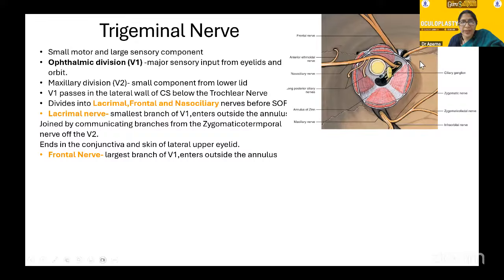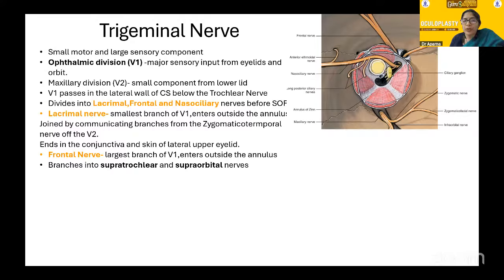It is going laterally, and it enters outside the annulus. It is joined by communicating branches from the zygomaticotemporal nerve of the second branch of the trigeminal nerve. It ends in the conjunctiva and skin of the lateral upper eyelid. Next branch is the frontal nerve. It is the largest branch of the ophthalmic division, and enters outside the annulus.